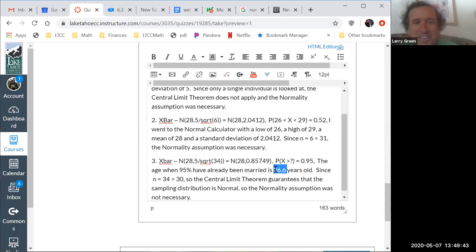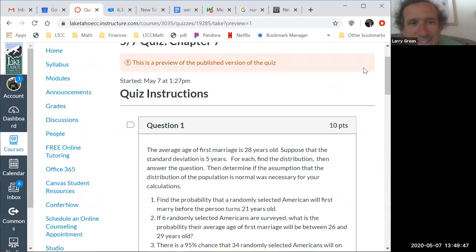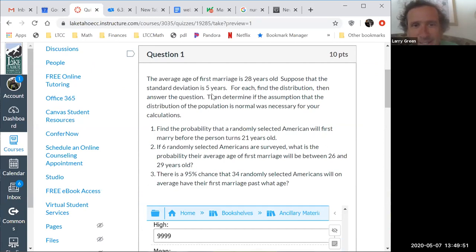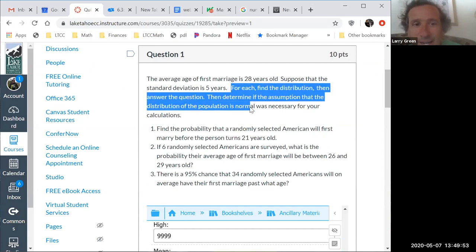So I'm going to ask you to guess on something. Guess a probability. What do you think the probability is that on your exam, you're going to have a question that has these instructions?